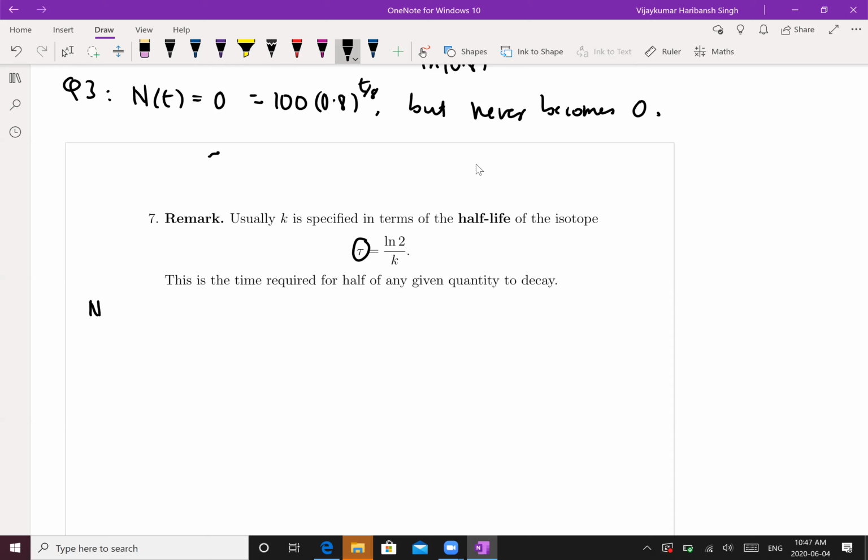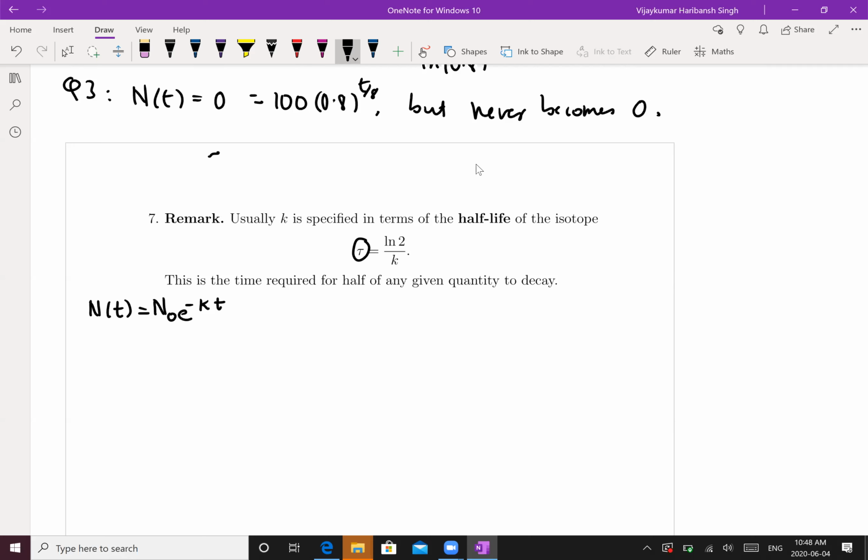So N of t is given by A e to the power minus kt, right? Or you can say this is N0 e to the power minus kt.